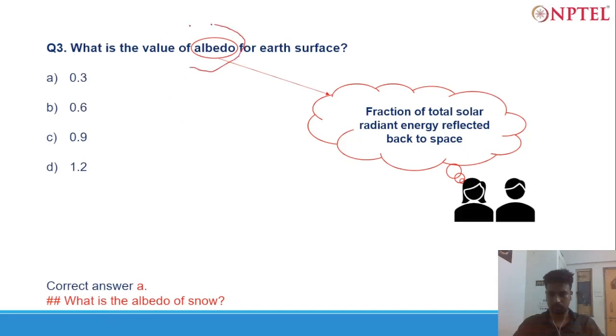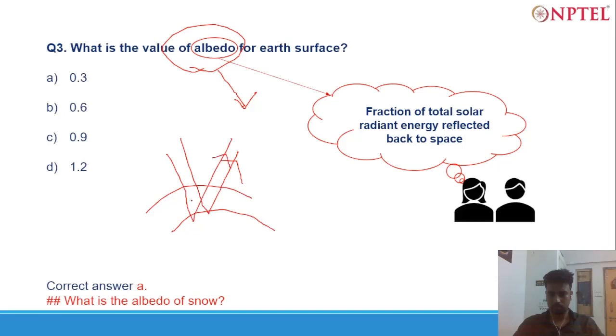What does this albedo mean? Albedo basically is a technical term for the fraction of total solar energy reflected back to space. We have seen in the case of Earth, some solar energy is received here and some is reflected back to space. This is how it works. And this fraction of total solar energy reflected back is called albedo.